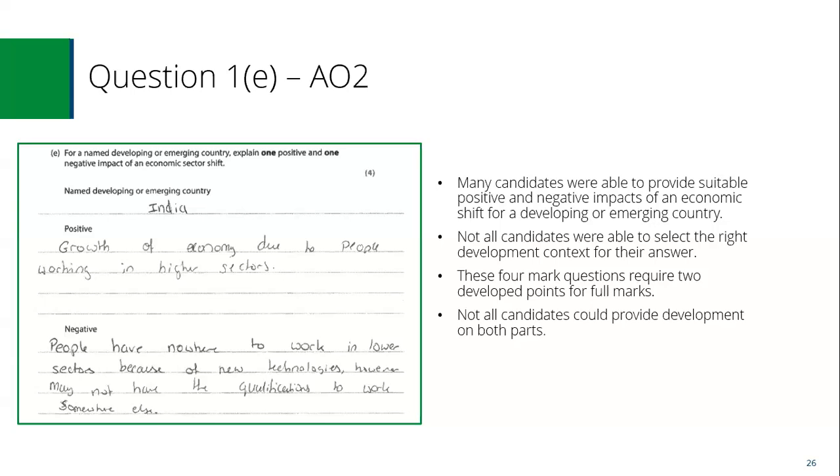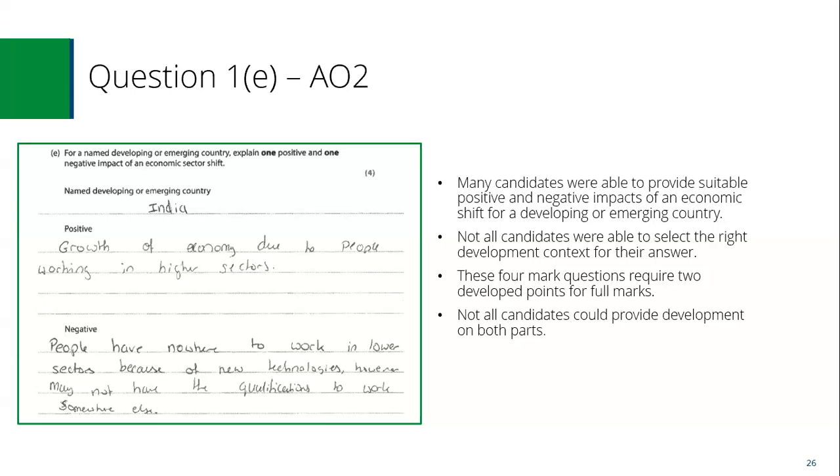Okay, many candidates here in question 1E, for a named developing or emerging country, explain one positive and one negative impact of economic sector shift. Candidates were able to provide suitable positive and negative impacts for a developing or emerging country. Not all candidates were able to select the right development context, and these 4 mark questions required 2 developed points, and it was the fact that they couldn't provide the development that would cost them.